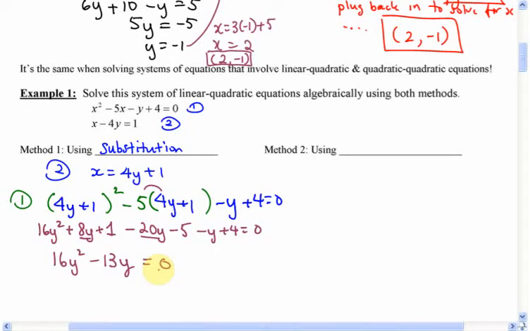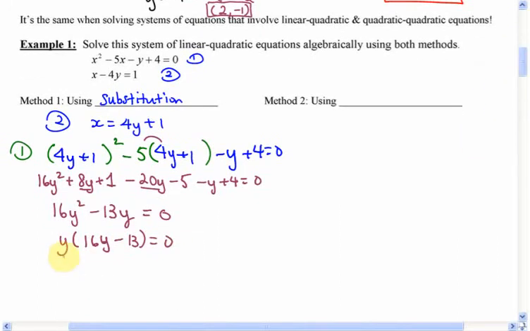Okay, now in this case you want to solve, I'll factor out the y, so you get y times (16y minus 13). And yeah, one of them's bad, but one of them's pretty good. y equals 0, y equals, in this case, I think 13 over 16.